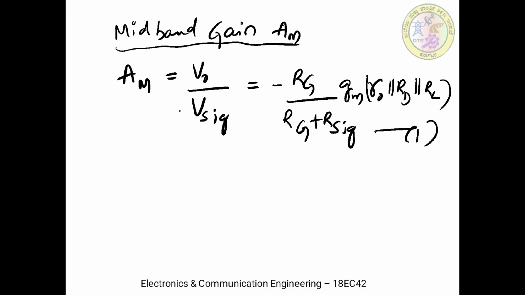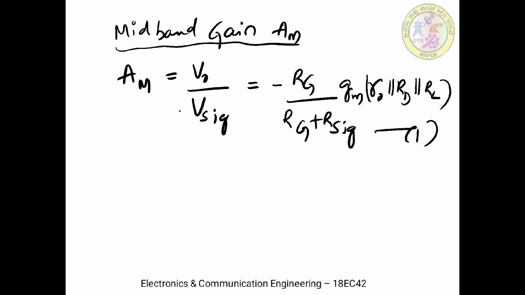So we know the meanings of all these. r0 is nothing but the output resistance of the MOSFET. The remaining components like RD, RL, RG and RSIG are available in the circuit. Only r0 is the output resistance of the MOSFET, and its value will usually be very much greater than RD.